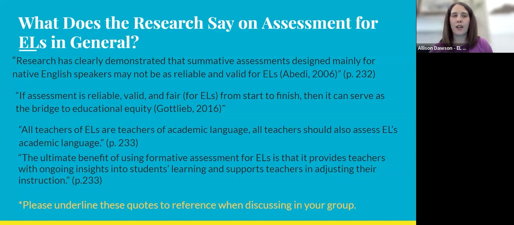I'll give you a second to find that one. All right, and then if you look at the next page, on page 233, this is in the first complete paragraph there. It says, all teachers of ELs are teachers of academic language, and all teachers should also assess EL's academic language.